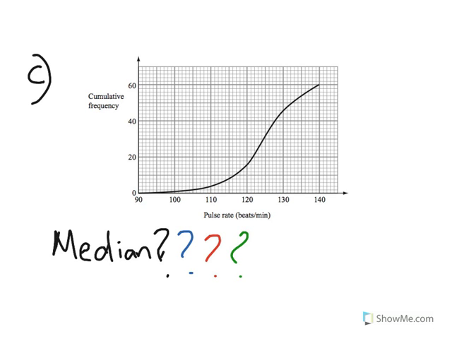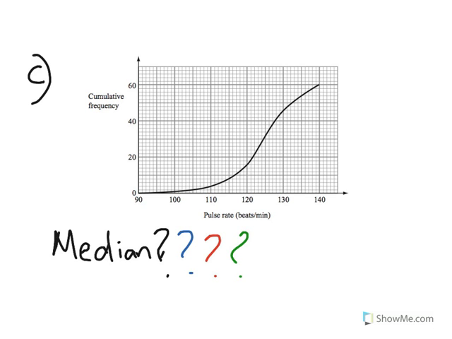Okay, so for question C, they've taken the information from above and drawn you a nice little cumulative frequency graph, and they've asked you to find the estimate for the median pulse rate for the 60 people. Now the median is nothing but a numerical value separating the higher half of something from the lower half. In this case it's the higher half of the pulse rates from the lower half of the pulse rates. So the median is kind of like the middle number.